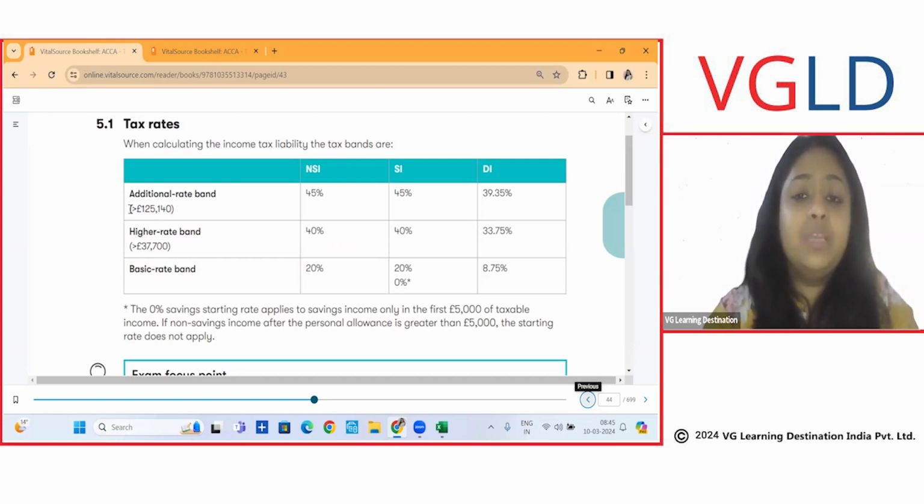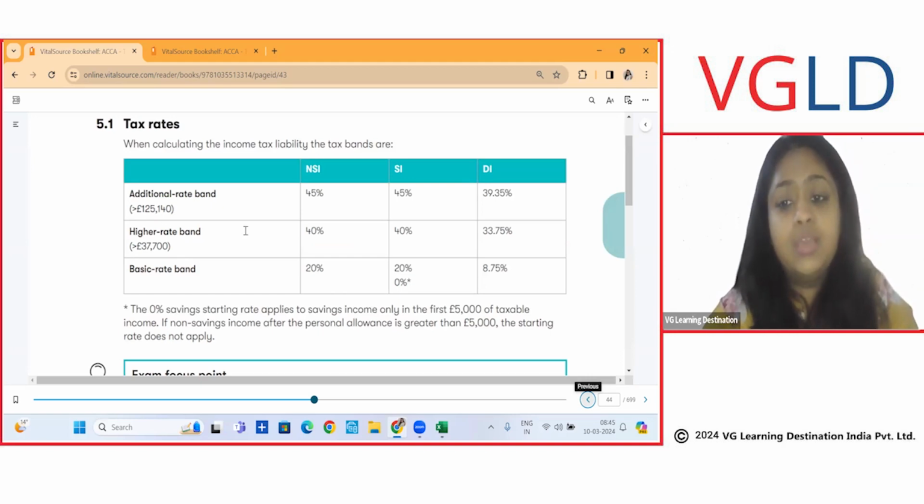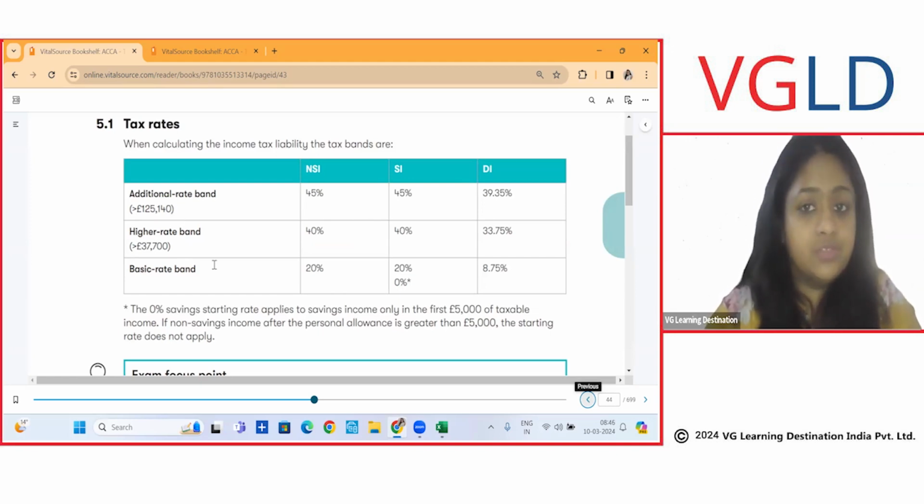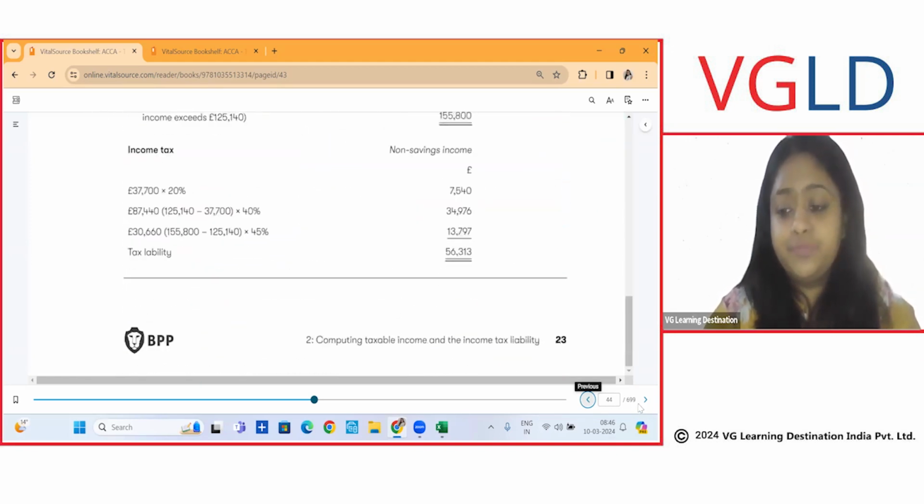Beyond 125,140, it is 39.35% for dividend income and 45% for NSI and SI. I hope you're clear. Please make the changes at your end also for 125,140 and not 150,000. Let's do one more question.